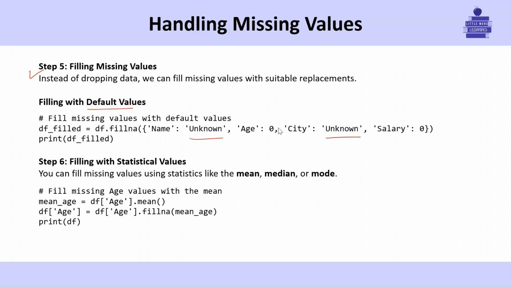And you can also use statistical values, like if there are 4 rows and out of which the third one is empty, you can either calculate mean, median or mode of the rest of the rows and fill up the value in that particular missing row to complete your dataset. Like in this example, we are calculating the mean of ages to fill up our missing value.